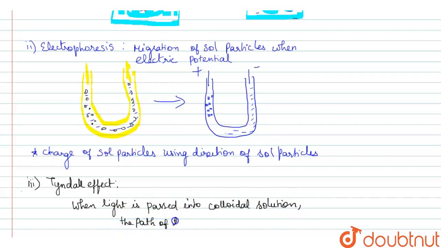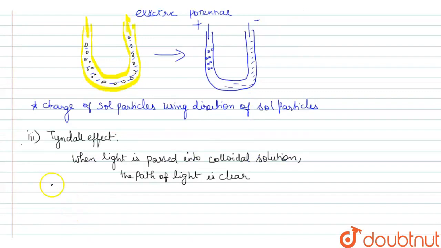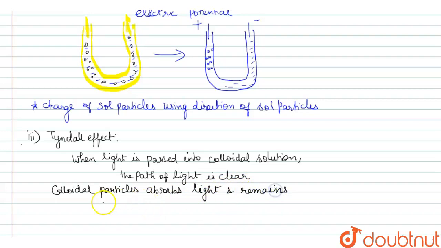The reason behind this is that when we pass the light, the colloidal particles absorb some light, and the remaining light gets scattered in all directions. This is responsible for the path of the light becoming clear. So this is what the Tyndall effect says: when light is passed through a colloidal solution, the path of light is clear.